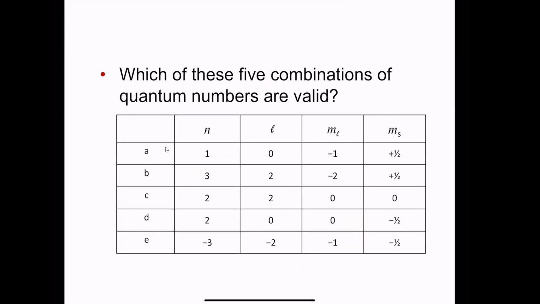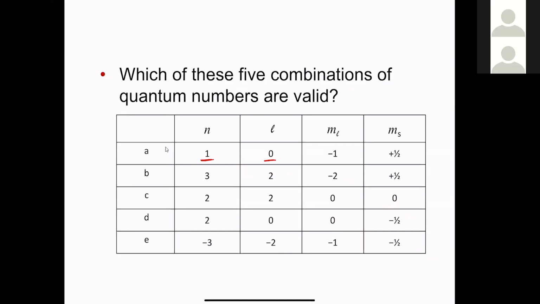All right. Which of these 5 combinations is valid? So now we can take a look at these, and we're just going to cut out anything that's not valid. We're looking for valid combinations. So here, if we're looking at A first, can n be 1? Is that a valid quantum number for n? Yes. Can L have a quantum number of 0 if n is equal to 1?